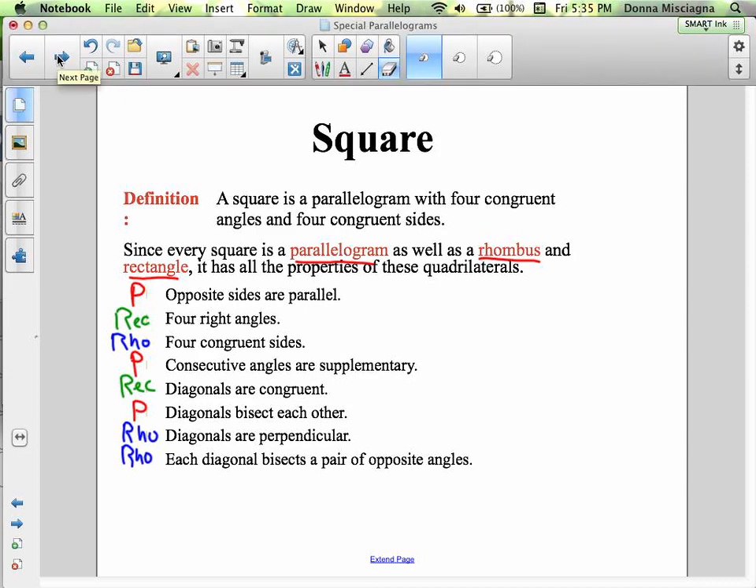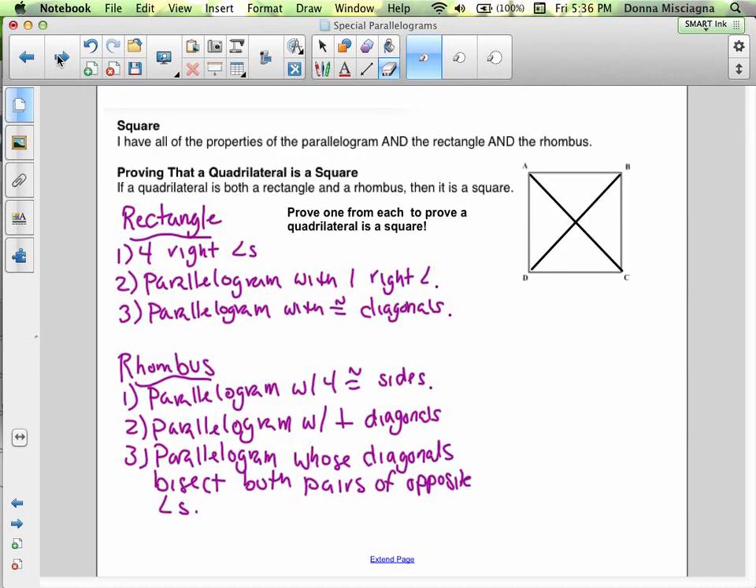We have a lot to write in on these notes, and they're going to help you in the next lesson, because in the next series of lessons, I should say, we're going to be proving that figures on a coordinate plane are different types of quadrilaterals. So the square has all the properties of the parallelogram, the rectangle, and the rhombus. Proving that a quadrilateral is a square: if a quadrilateral is both a rectangle and a rhombus, then it is a square.